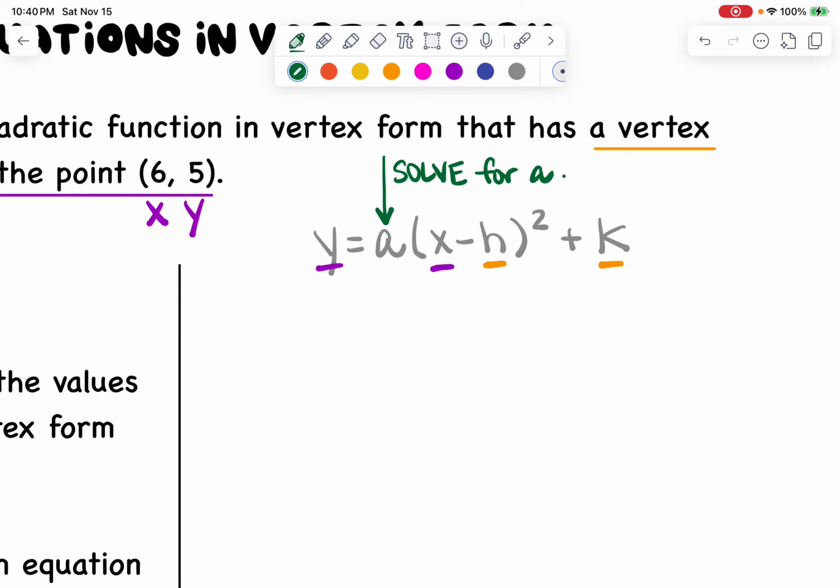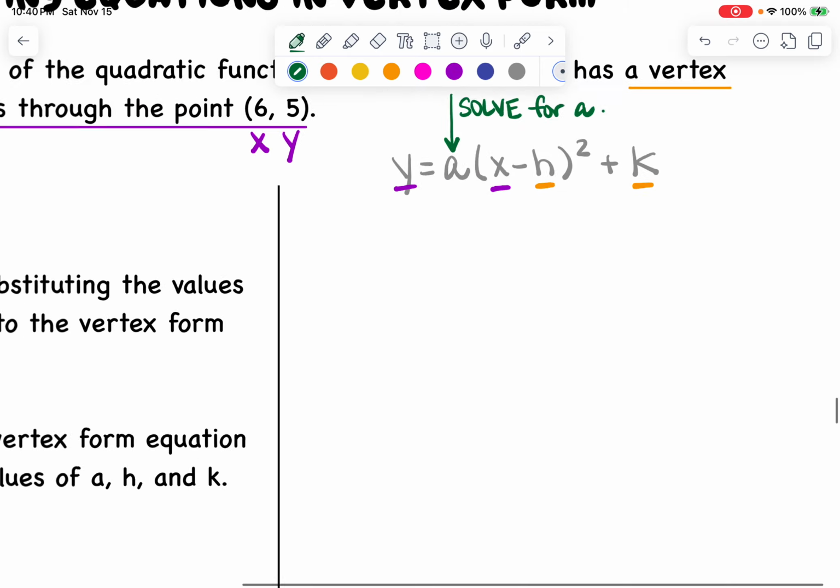And it's the same steps over and over and over again, right? So once you get the hang of it, it's not that bad. It's just kind of weird at first.